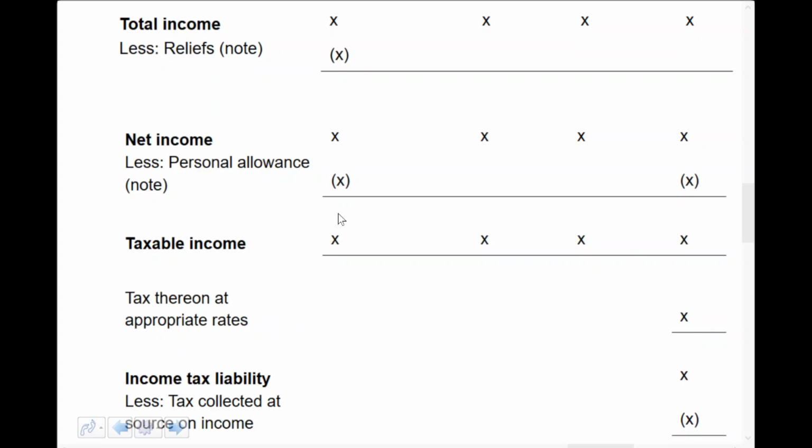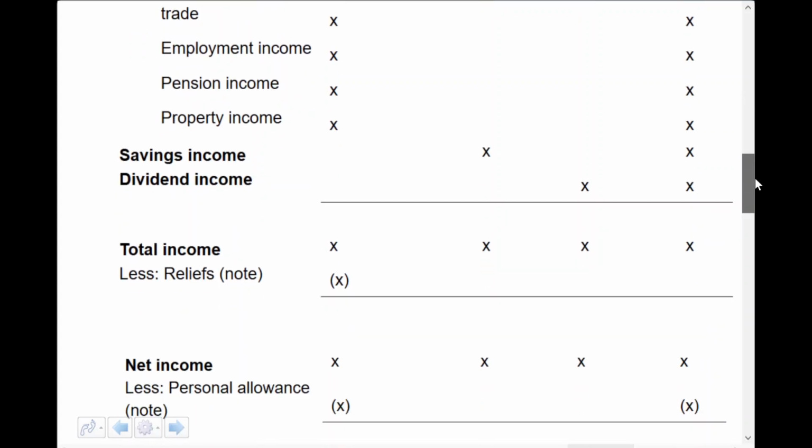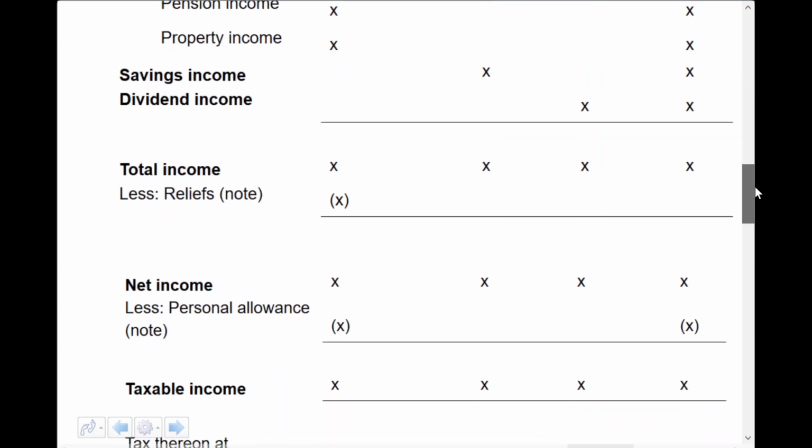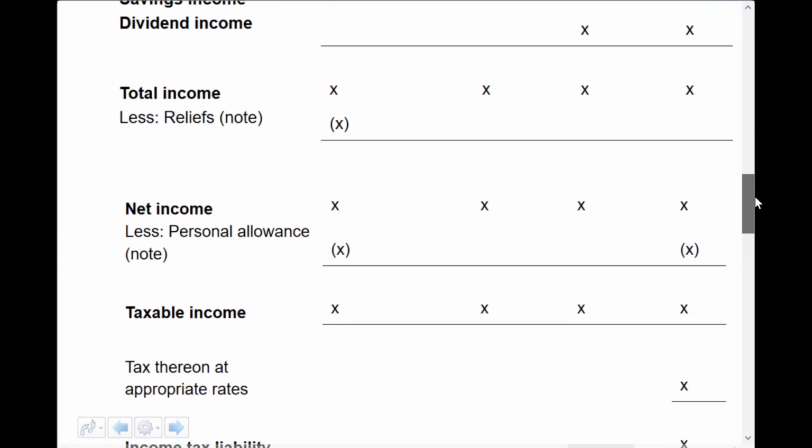Now, the key point to note here is that these different forms of income are taxed at different rates, generally speaking. And indeed, all of the rates are shown in your tax tables, which you will have in the exam. So don't be overawed, don't be put off and think, oh God, the first income tax computation, this looks complicated. It's not overly so. A couple of areas can catch you out, but to get down to the bottom, it's not overly complex. So tax thereon at appropriate rates.